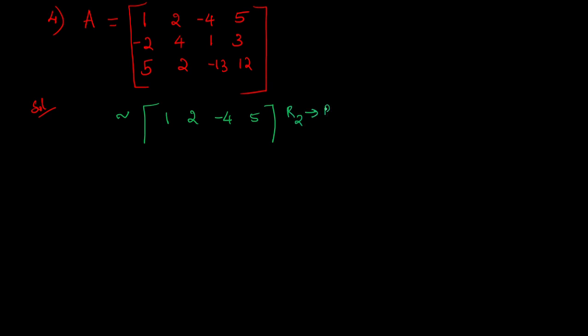R2 gives R2 plus 2 R1. And the second row becomes 0, 8, minus 7, 30. And use the row transformation R3 gives R3 minus 5 R1. And the third row becomes 0 minus 8, 7, minus 30. And we can see that if we add the second and third rows, then we will get zeros.